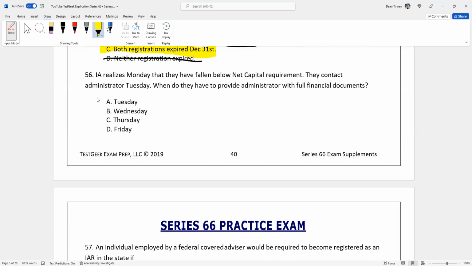An investment advisor realizes Monday they've fallen below net capital requirement. Remember, that net capital requirement on the state level is either going to be 10 or 35 grand, depending on whether you have custody. They contact the administrator on Tuesday. When do they have to provide the administrator with full financial documents? Well, you have one business day to do that. So that's going to be B, Wednesday.